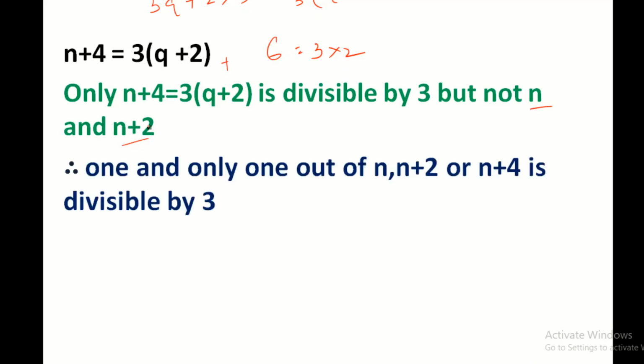So in all these three cases, only one out of the three numbers is divisible by 3.